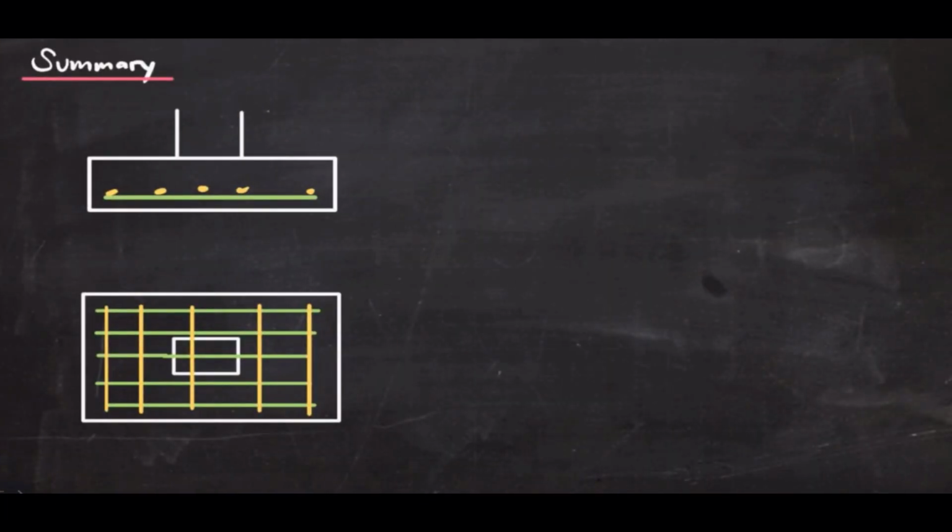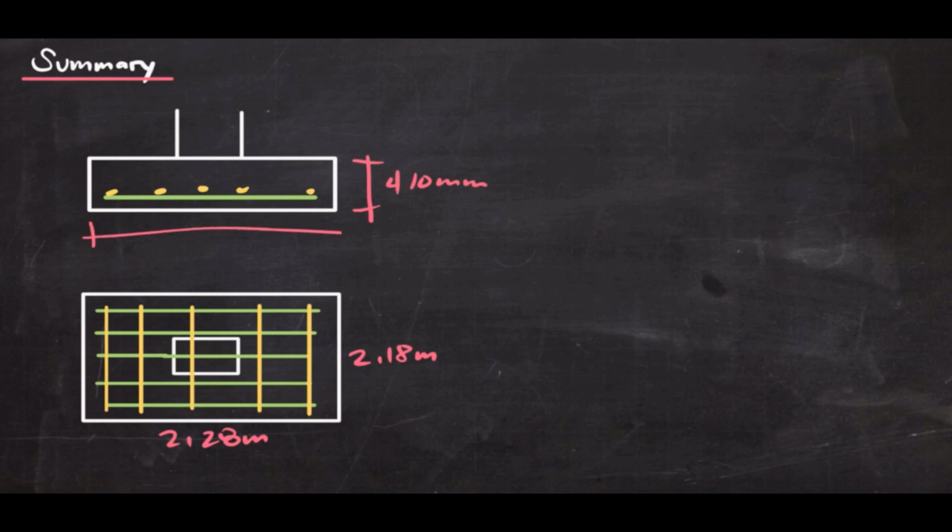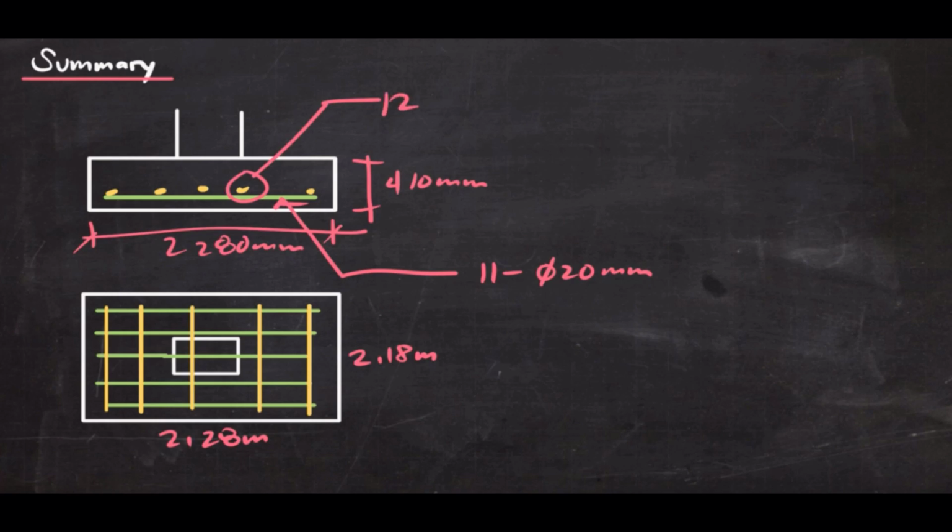So in summary, this is my footing dimensions. We have 2.80 meters and 2.28 meters. The thickness of the footing required is 410 millimeters. And let's say this dimension would be 280 millimeters. The bottom bars, these are 11 pieces of 20 millimeter bars. And the top bars are 12 pieces of 20 millimeter bars. And of course, as per the original problem, it is founded at a depth of 1.6 meters.